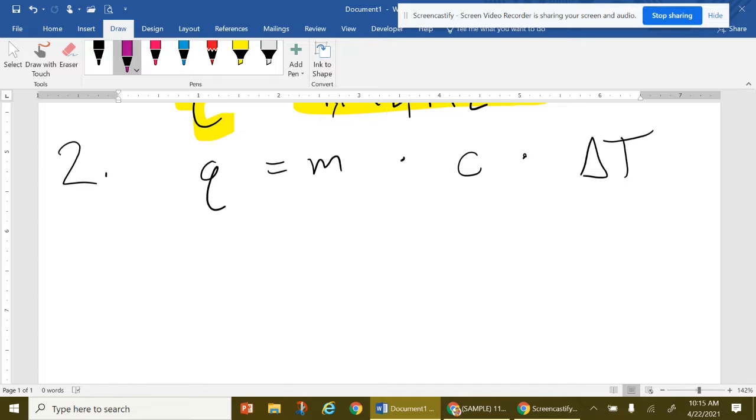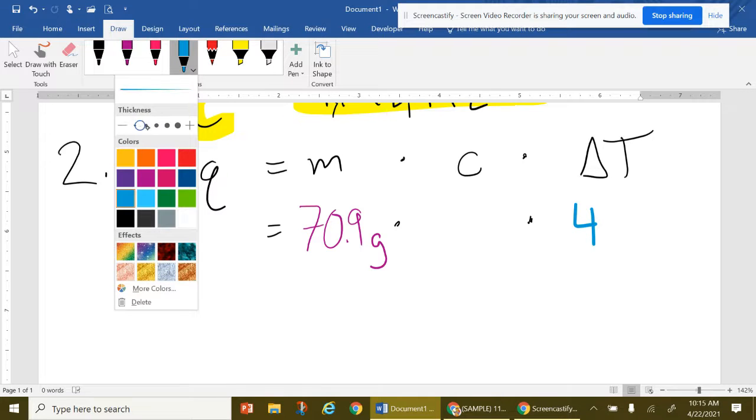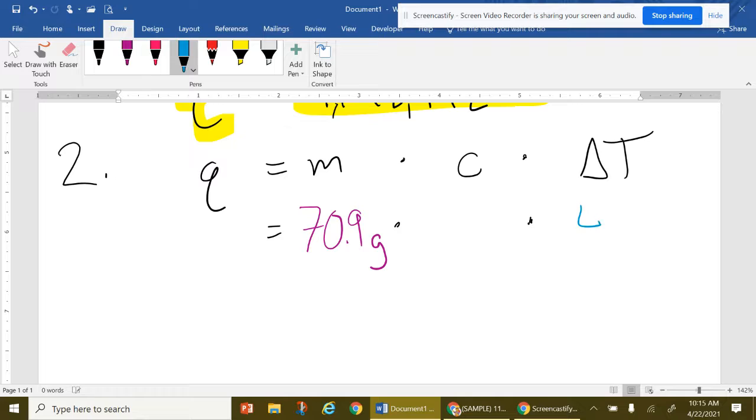The mass is 70.9 grams. We know this because it says it. It's the mass, and it's measured in grams. We also know the change in temperature. It said that it went up 41.2 degrees Celsius. Now we have to find the energy. The energy is what it wants. So we're looking for Q.